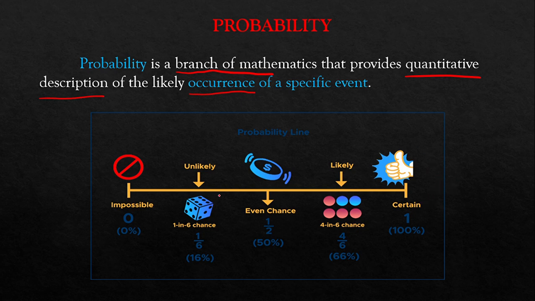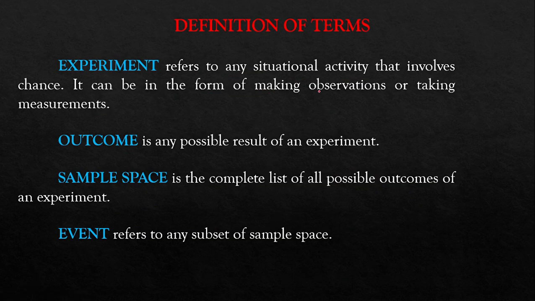And between 0 and 1, we have the chances. There is also a percentage, like 16% that it will happen, 50% that it will happen, or 66% that it will happen. So we have different terms in probability.